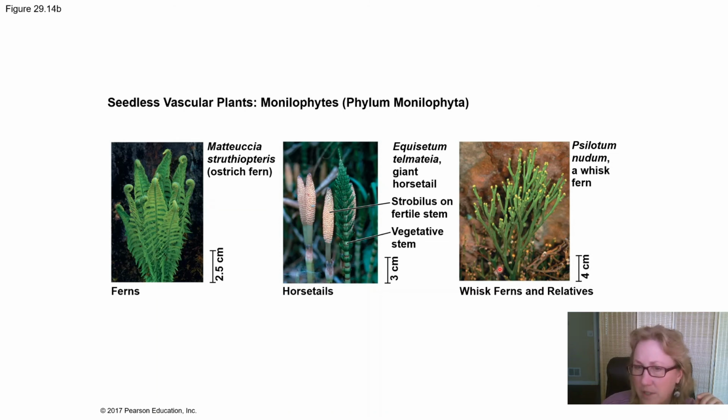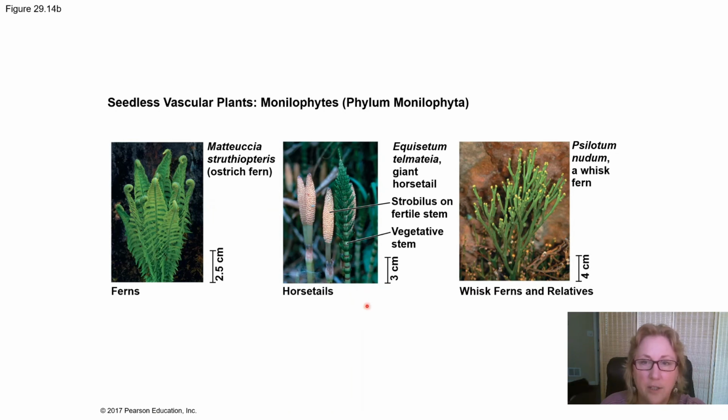If you saw a whisk fern, you would think, what is that? It looks weird. It doesn't look like a plant. It looks like green sticks. Horsetails are still pretty common, especially in the Midwest where I am. There are, in the prairie ecosystem, a lot of horsetails.